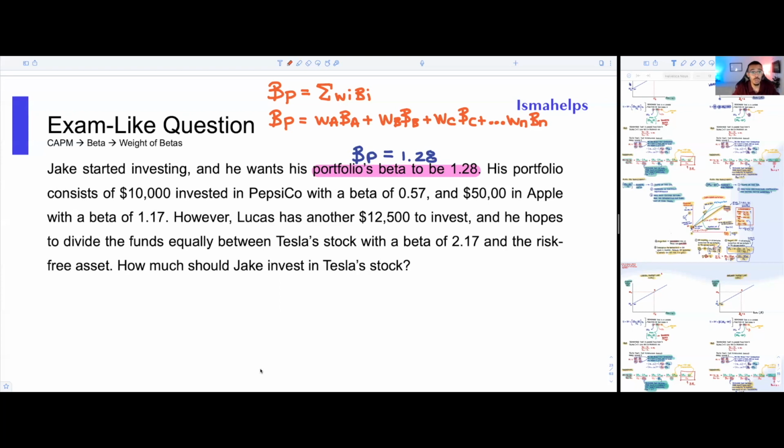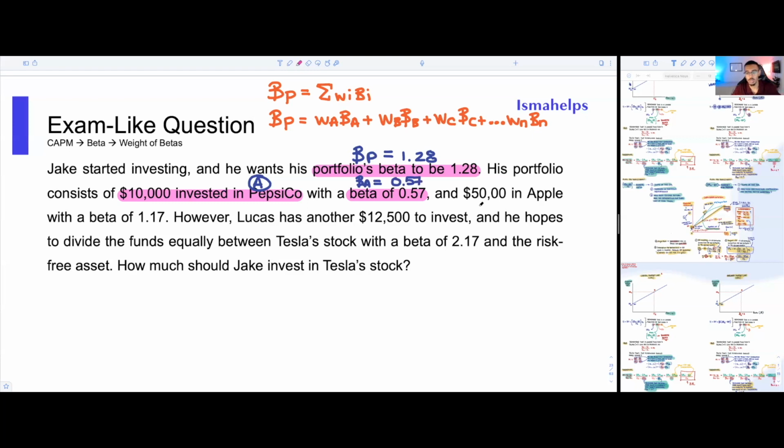So the portfolio of Jake consists of the following, all right? And this is particular. It consists of $10,000 invested in Pepsico, and Pepsico has a beta of 0.57. So if you were to go here, we're going to call Pepsico asset A, all right? And I guess I should stick with the color I had before. We're going to call this asset A, such that the beta of Pepsico, asset A, would be equal to 0.57.